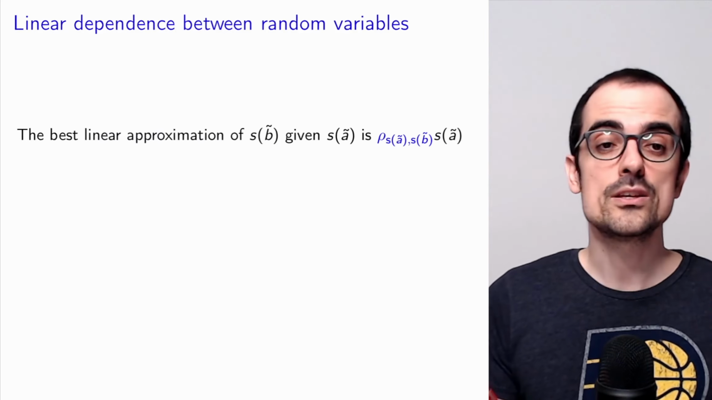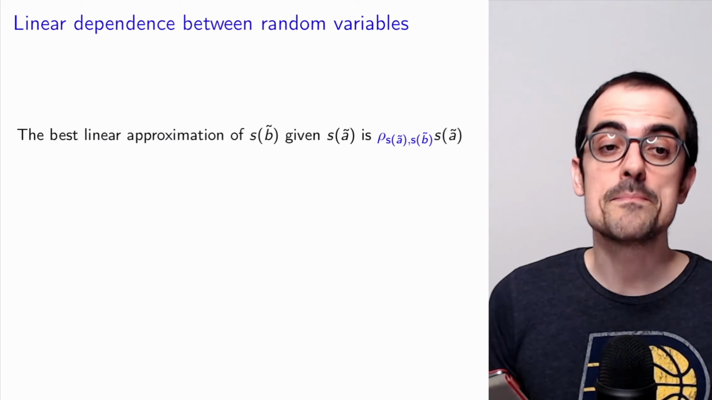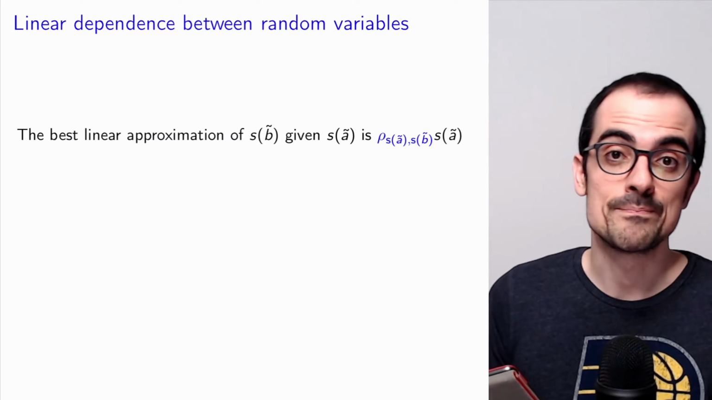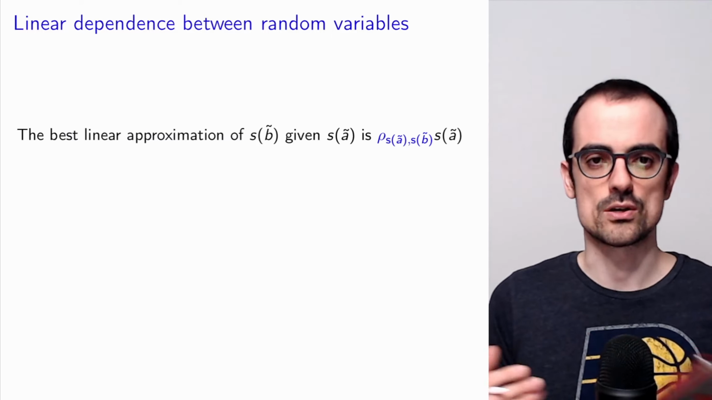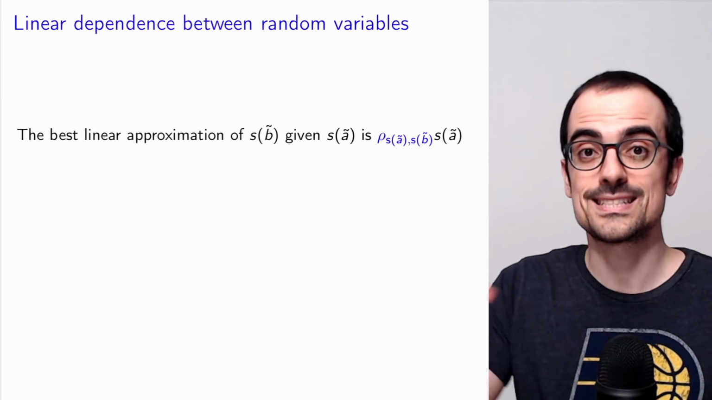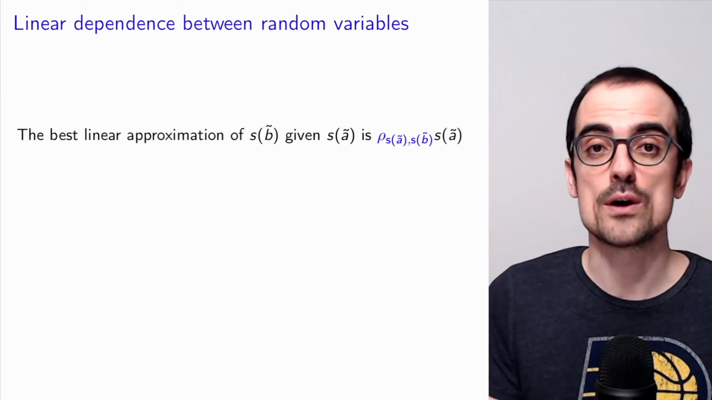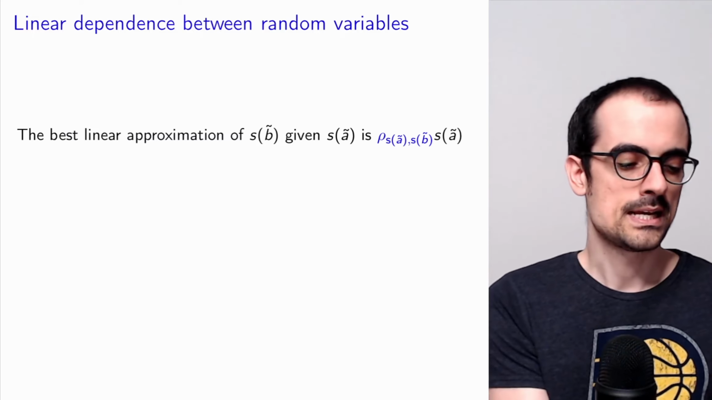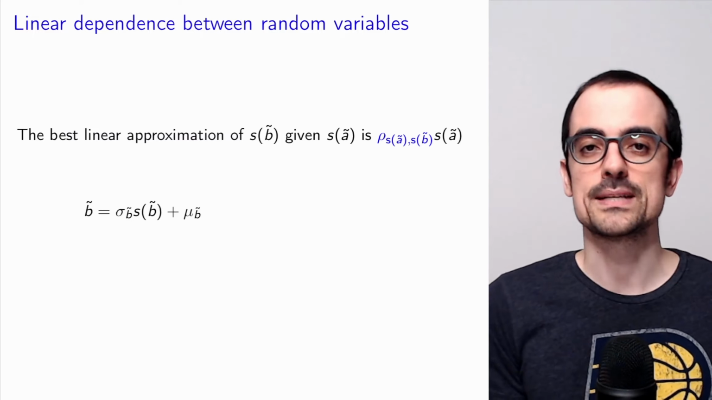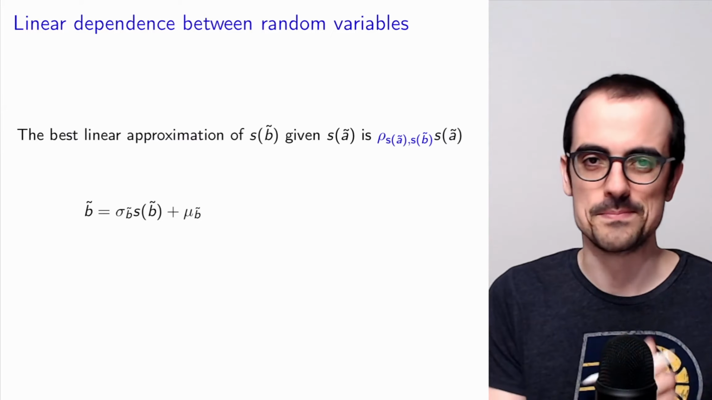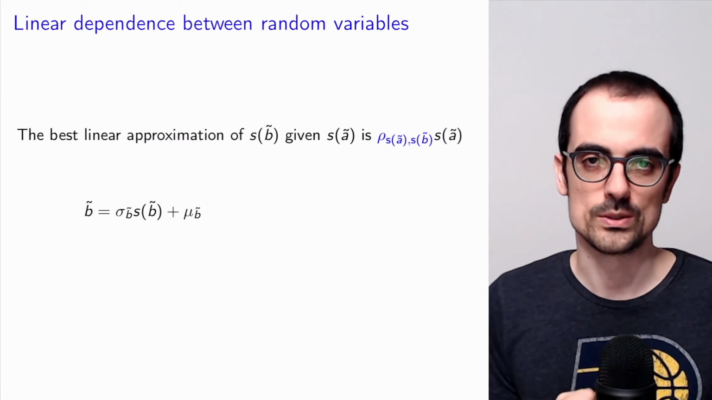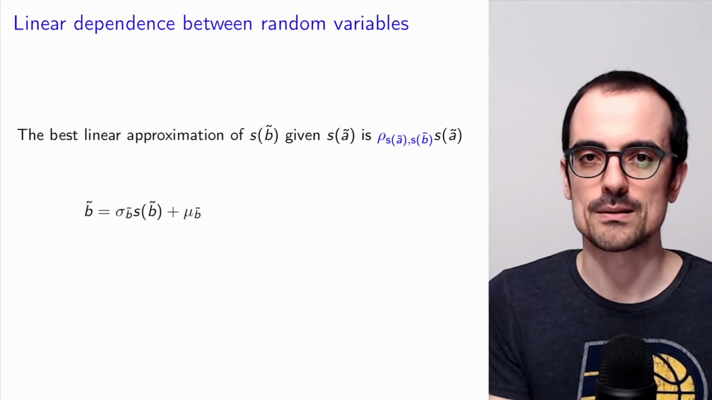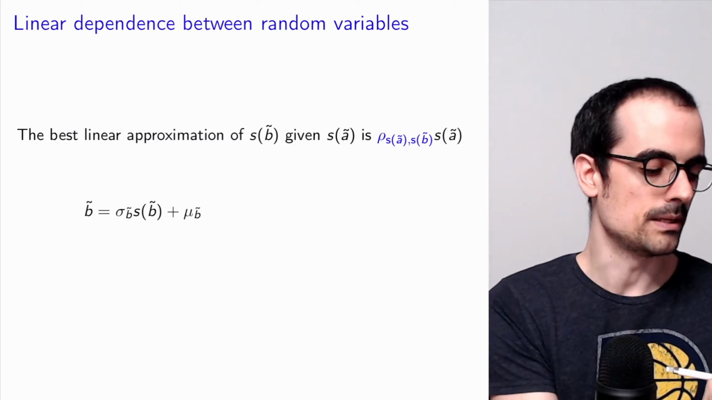In a previous video, we proved that the best possible linear approximation of a standardized random variable s of b given a standardized random variable s of a is just scaling by the correlation coefficient between the standardized random variables, which is just the mean of their product. This immediately gives us a way of estimating the response, which is b, in terms of the feature, which is a. So before we hadn't interpreted linear dependence between random variables in this way. Now we're interested in estimating b from a.